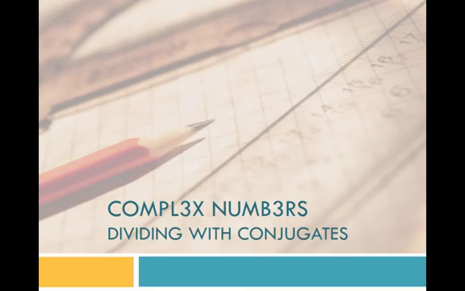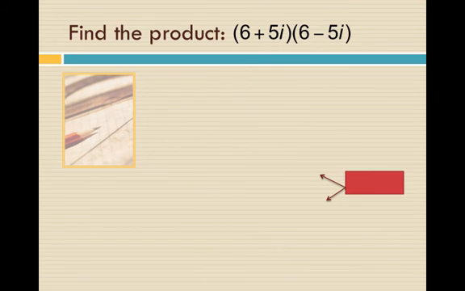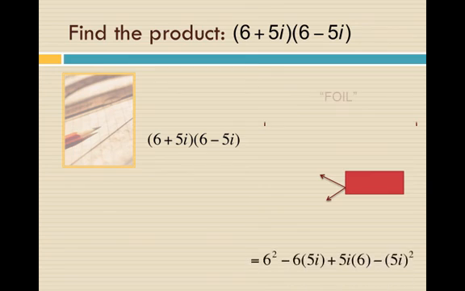All right, let's finish up complex numbers talking about how to go about dividing them using something called conjugates. For starters, let's go back and think about how to multiply these two complex numbers. We have 6 plus 5i times 6 minus 5i.